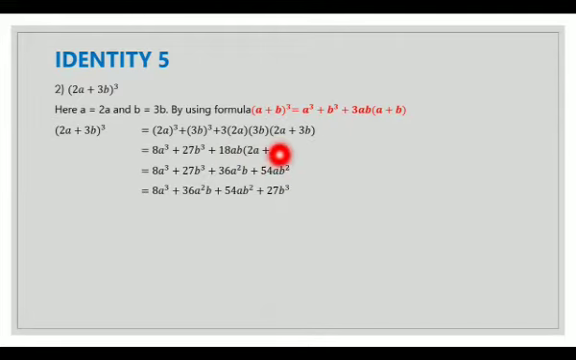Now we are going to open the bracket. 8a³ + 27b³ + 18ab into 2a, 18 2s are 36, a² b, plus 18ab into 3b, that is 18 3s are 54, ab². Now we are going to rearrange the terms. 8a³ + 36a²b + 54ab² + 27b³.